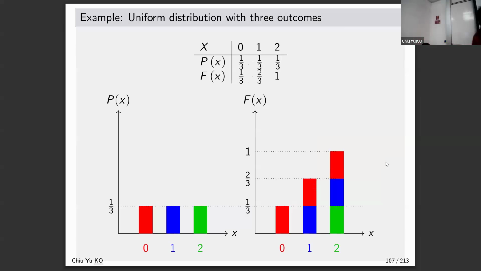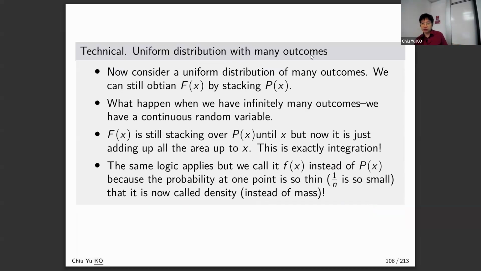Say, look at the other example. Recall the uniform, where each number is equally likely, on 0, 1, and 2. It's 1/3, 1/3, 1/3. The big F is stacking them up. You can go from the left to the right, it shouldn't be an issue at this point. You stack here, you get 1/3, and you stack 3 of them, you get 1. That shouldn't be an issue.